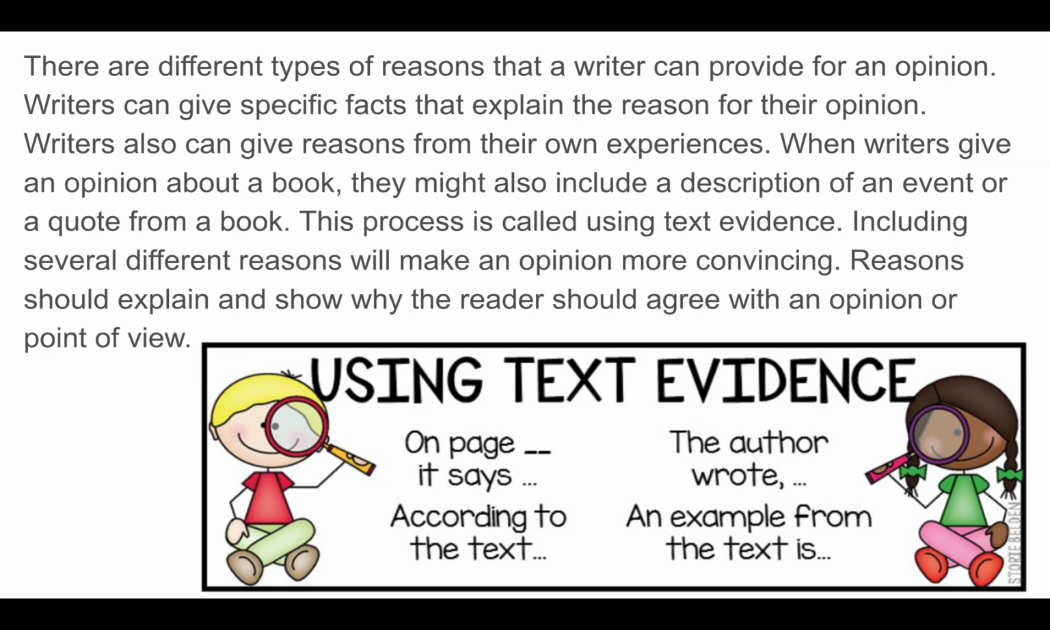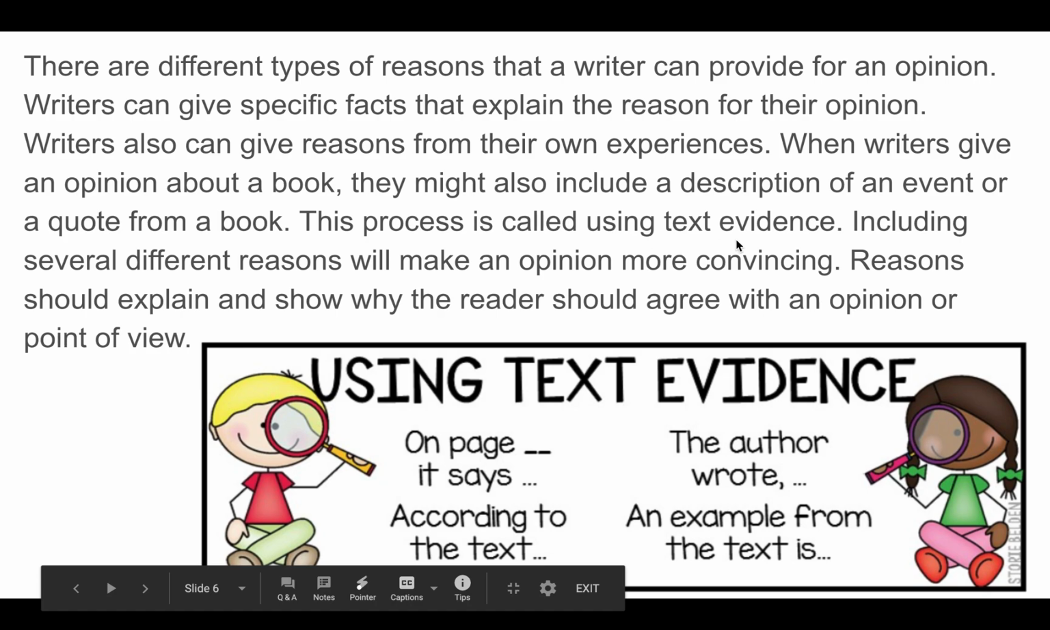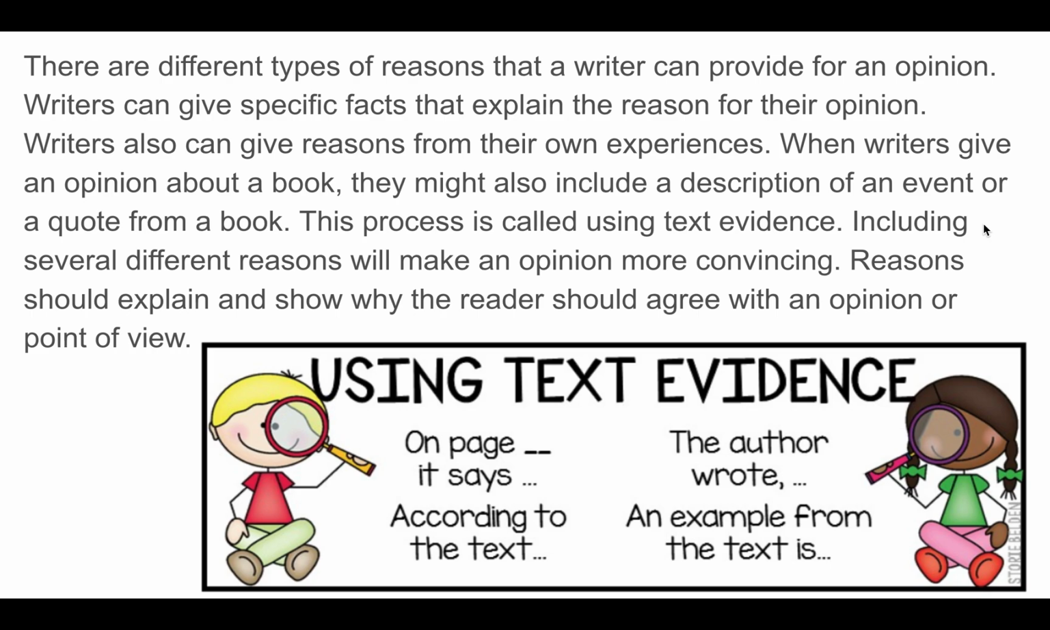There are different types of reasons that a writer can provide for an opinion. Writers can give specific facts that explain the reason for their opinion. Writers can also give reasons from their own experiences. When writers give an opinion about a book, they might also include a description of an event or a quote from a book. This process is called using text evidence. Including several different reasons will make an opinion more convincing. Reasons should explain and show why the reader should agree with an opinion or point of view.